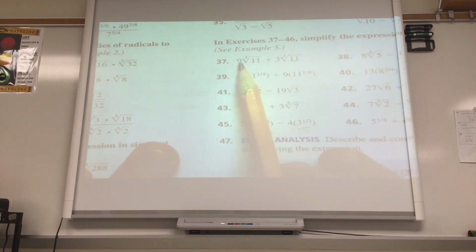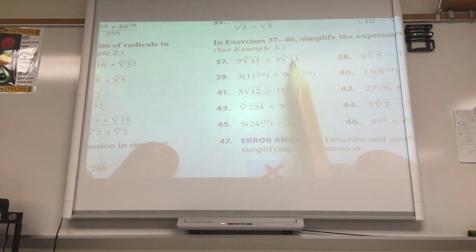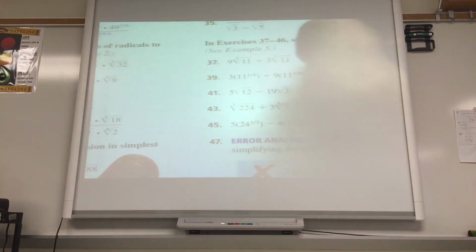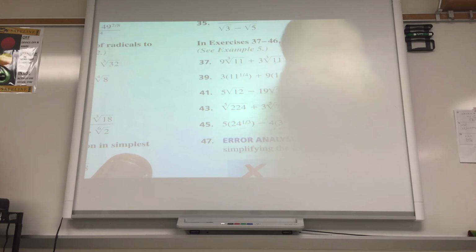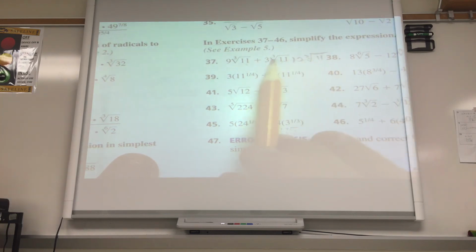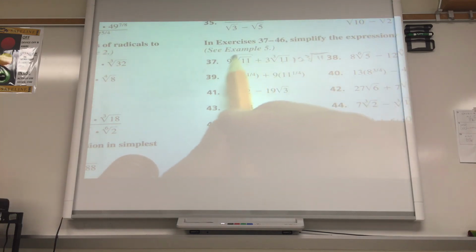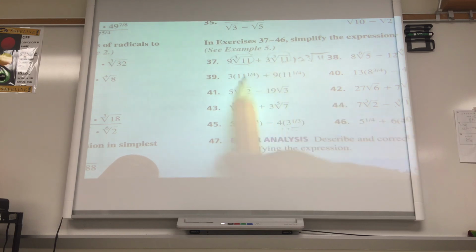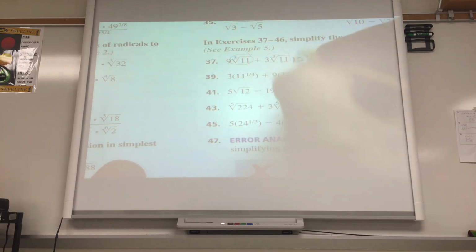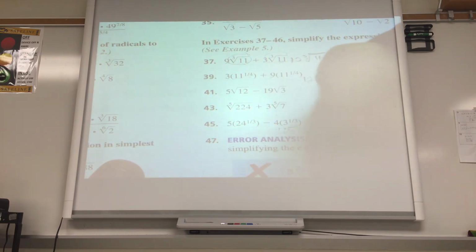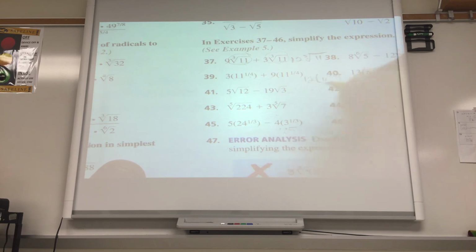So 9 cube roots of 11 plus 3 cube roots of 11. How many cube roots of 11 do you have? You'd have 12 cube roots of 11. In order to do that, you need to be adding the same thing. Notice you're adding cube roots of 11. This one, you have 3 times 11 to the 1/4 plus 9 times 11 to the 1/4. So you're adding the same thing. You end up having 12 times 11 to the 1/4.